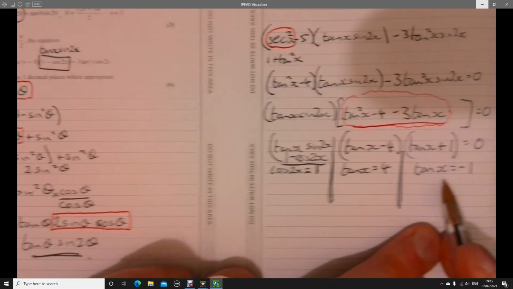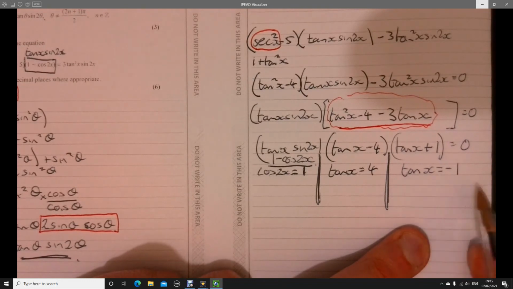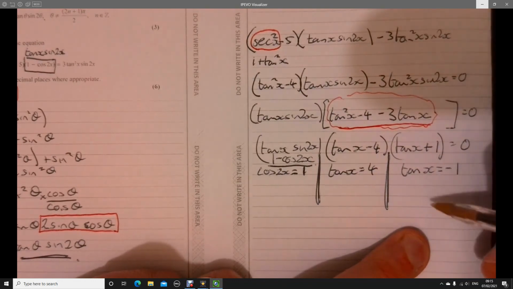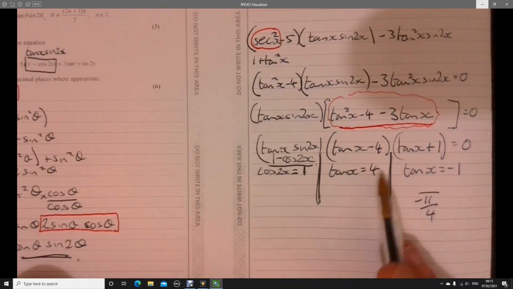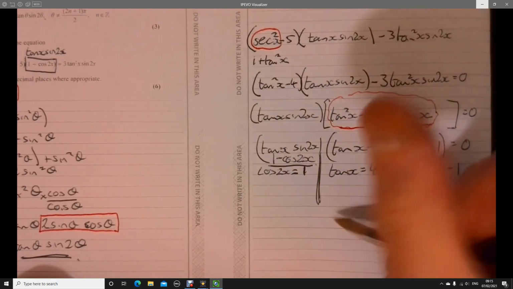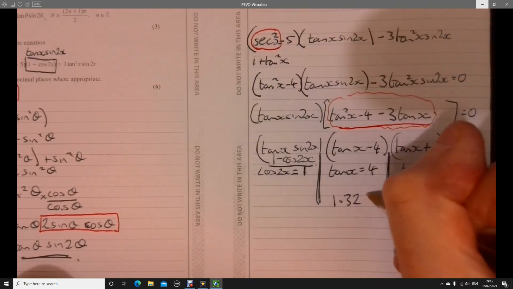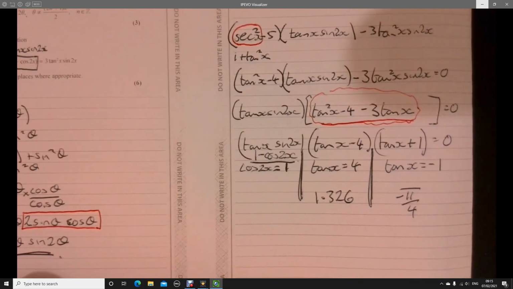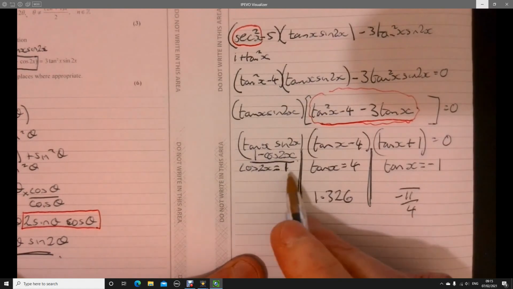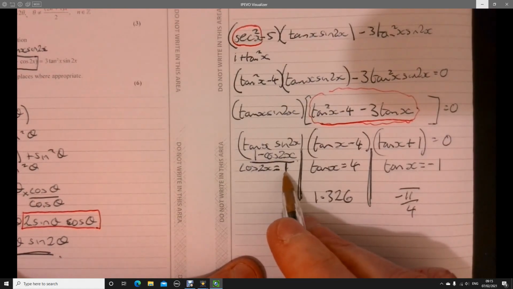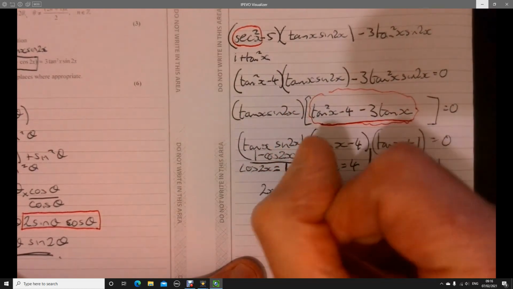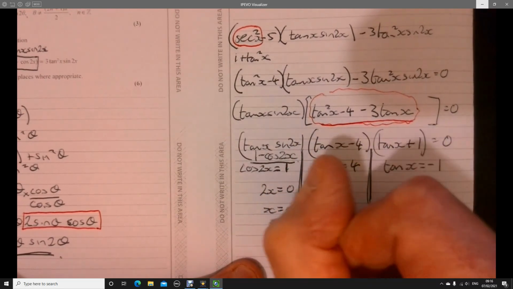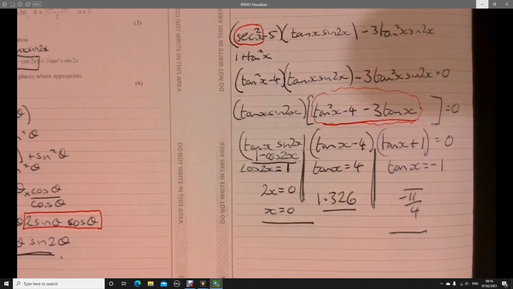Now, if I do inverse tan of minus 1, that gives me minus pi over 4. And inverse tan of 4 gives me 1.326. It did say 3 decimal places in the question, so make sure that you do that. Don't want to lose silly marks. And if we do inverse cos of 1, we get 2x equals 0, so therefore x must equal 0. There we are. Look, we got our 3 answers. Hurrah!